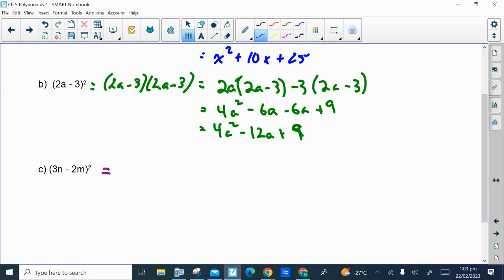To square 3n minus 2m, square the 3n. Remember, you got to square both the 3 and the n. Gives you 9n squared. The last term will be the square of negative 2m, which will be positive 4m squared. To get the middle term, multiply these two together and double. 3 times negative 2 is negative 6, but you're also multiplying the n and the m together. So it'll be negative 6nm, which then needs to be doubled, negative 12nm.